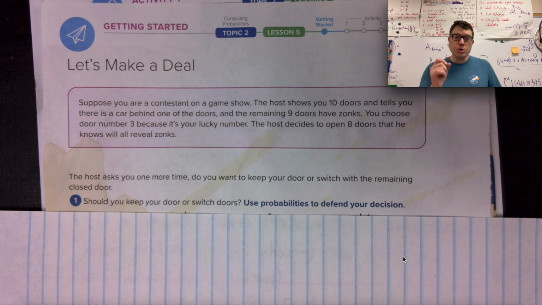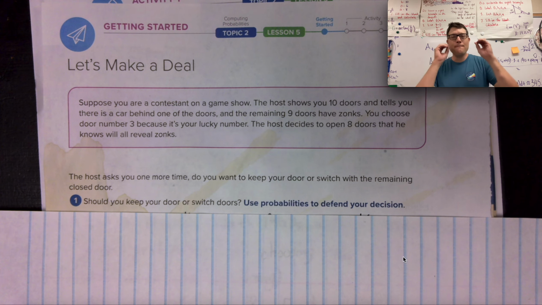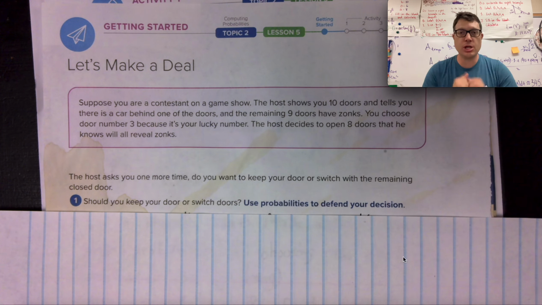So you choose door number three because it's your lucky number, but the host decides to open eight other doors that all have zonks behind them. And he knows, as he reveals them, that he's revealing the zonks that are behind them. At that moment, it's your door and the only other door that's not open.